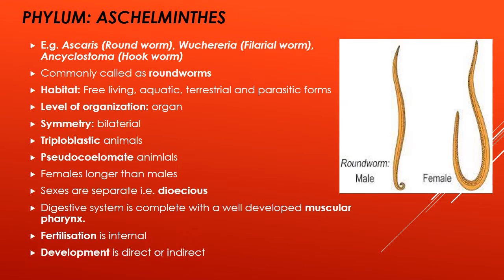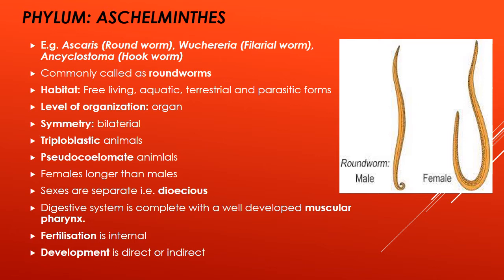Next, Aschelminthes. Here you could see examples: Ascaris, Wuchereria, which causes filariasis, the elephant foot disease, and Ancylostoma, the hookworm. There are many actually, but we'll just stick to NCERT. They are commonly called roundworms because of their shape. Habitat: free living, aquatic, terrestrial, and parasitic forms, mainly parasites. Organ level of organization.